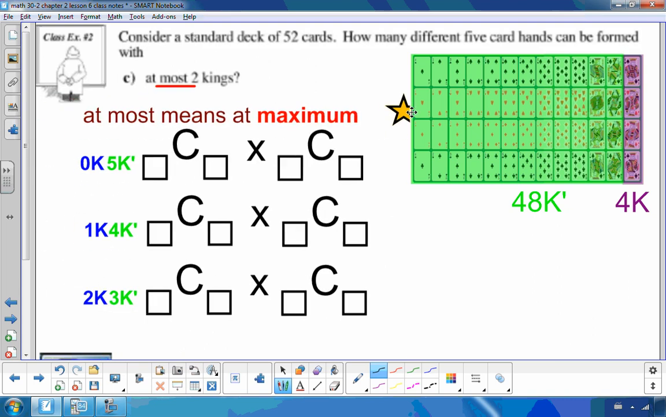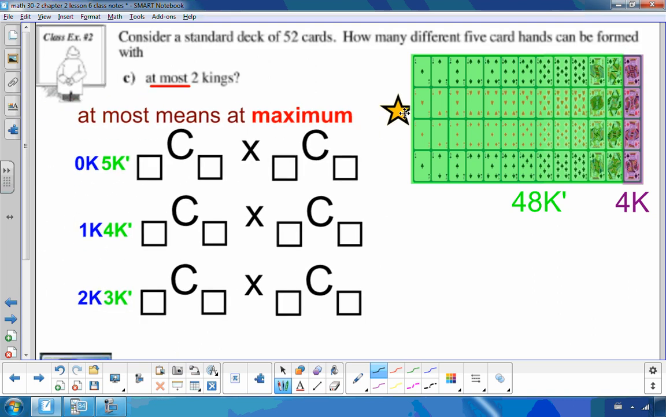At most, again, is a maximum, so we're going to have cases again. At most means no more than, so I could have 0 kings, 1 king, or 2 kings. Let's fill those in. We'll focus on the kings first. I have 4 kings, and in the first case, I don't want any. 4 kings, and then I want 1. 4 kings, and then I want 2.